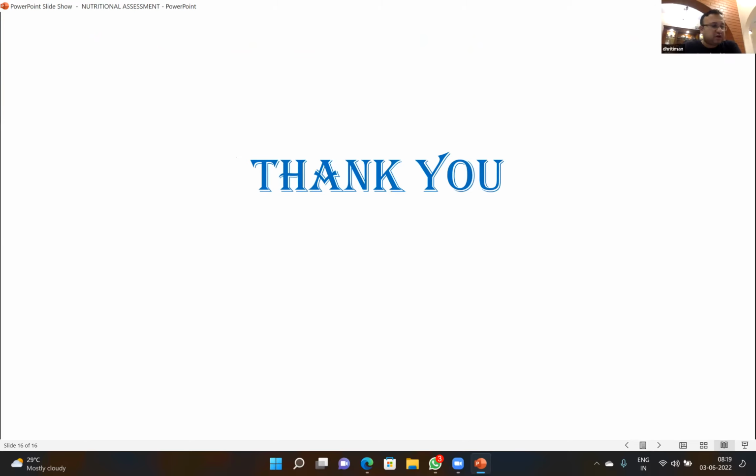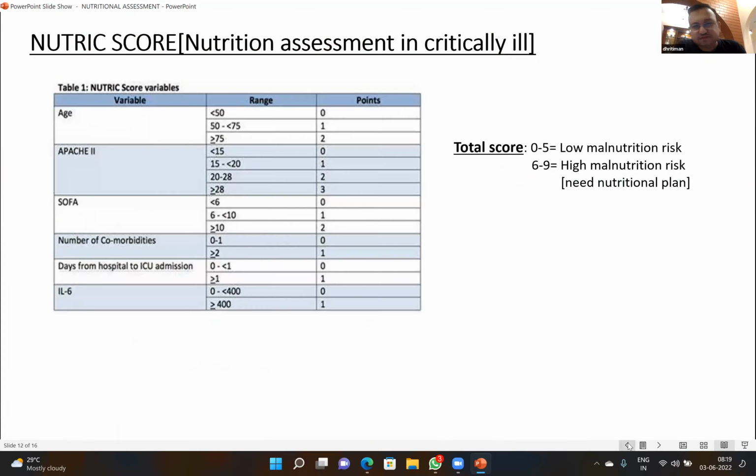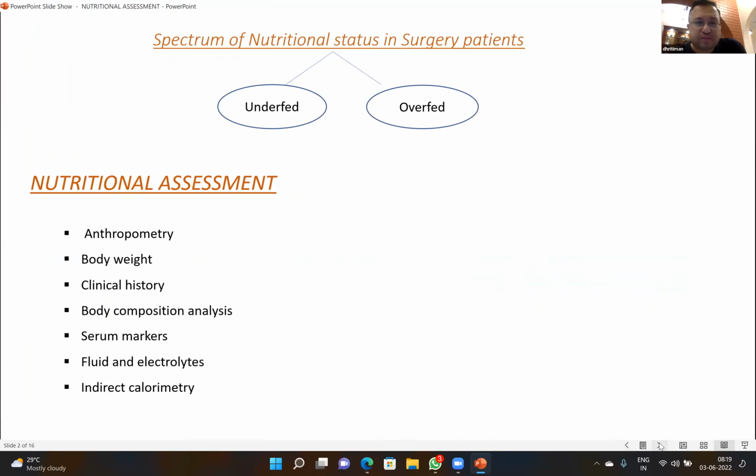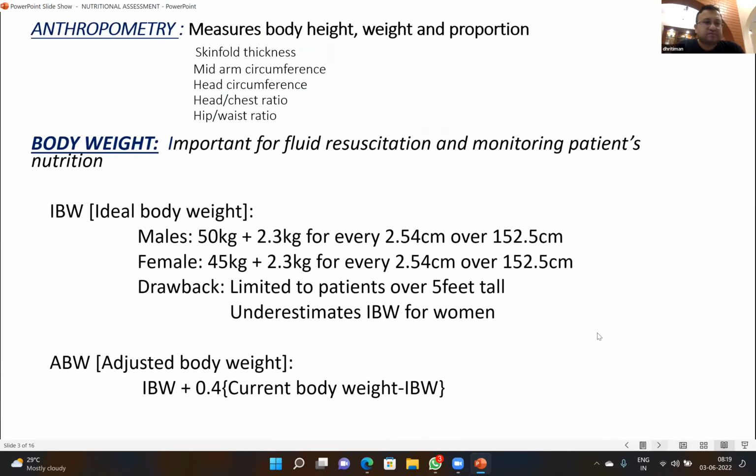Very well presented, Dr. Aditi. You have covered almost everything, but certain things I want to point out. Yes, sir. When you are talking about the various scores or parameters, you mentioned some which are specific for the pediatric age group. Like in anthropometry, skin fold thickness and head circumference ratio can be used for adults, but mid-arm circumference and head chest ratio are more specific for the pediatric age group. So you mentioned that.